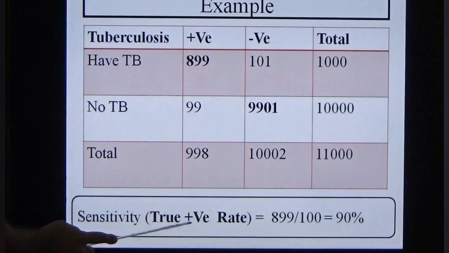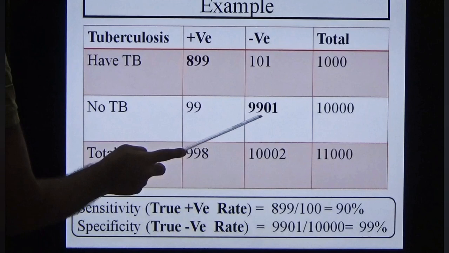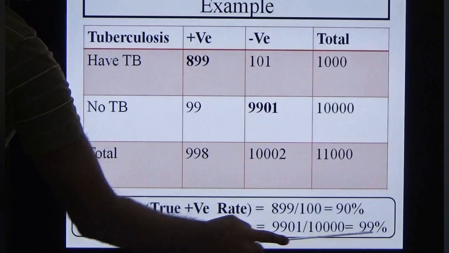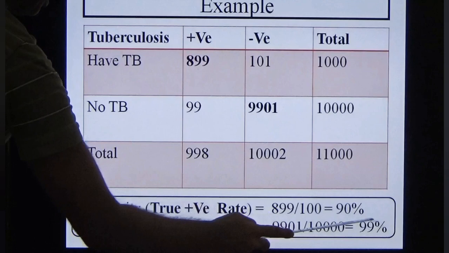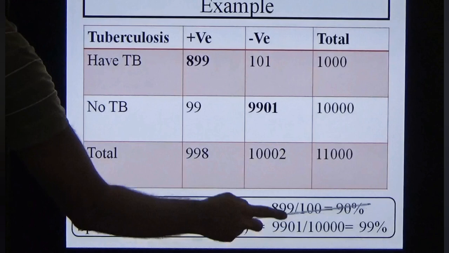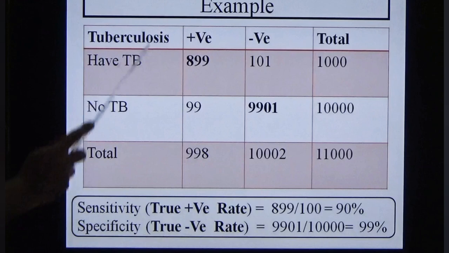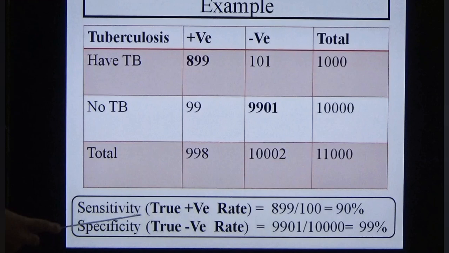And specificity means 9901 divided by 10,000, so 99%. That means this investigation helps to identify true negative cases at 99%. So for each investigation in serodiagnosis, we should use the words sensitivity and specificity. In research methodology, we also use type 1 error and type 2 error, but here in serodiagnosis, we say sensitivity and specificity.